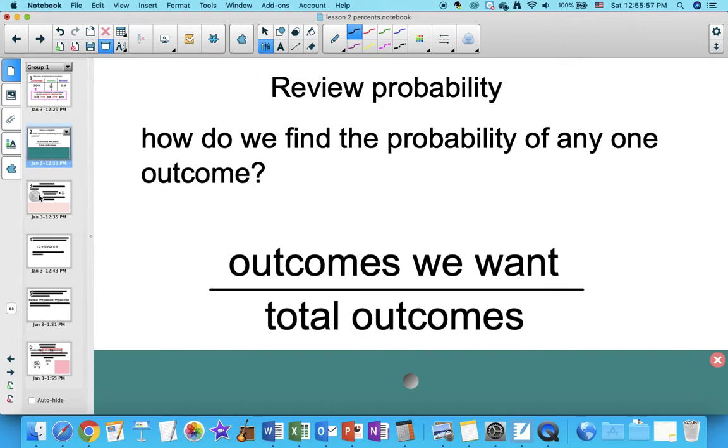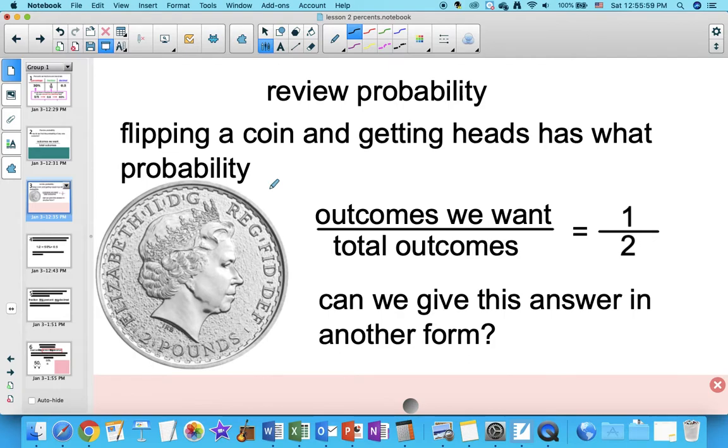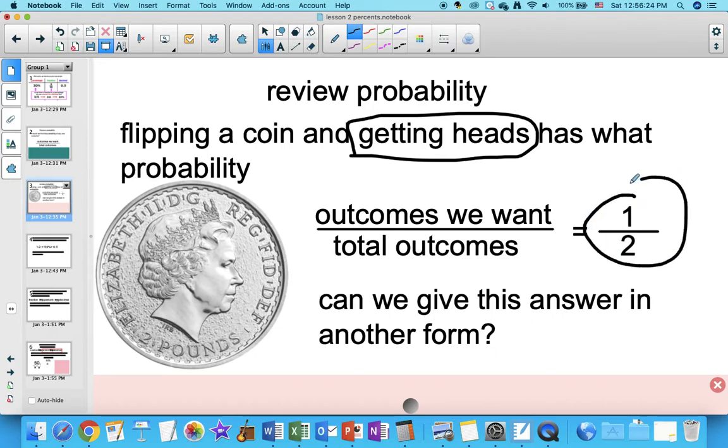So again, in an example here, flipping a coin and getting heads has what probability? The outcome we want is heads. The total number of outcomes is 2. You can get heads or tails. There's only one outcome we want out of a total of 2 outcomes. So 1 over 2. Well, that's 1/2. That's basically probability reviewed really quickly.